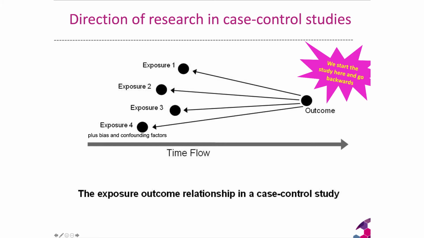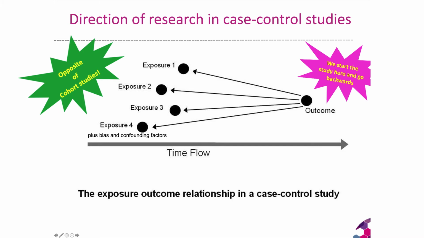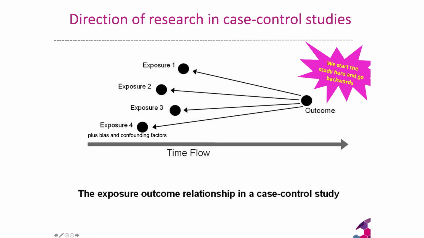So this is the opposite to cohort studies, where, if you remember, we start with the exposure and then move forwards in time and then see if the person gets the health outcome. Here we start with the health outcome. We find people who have the health outcome, for example, a cancer, and then we look back in time to see what kinds of exposures they had.